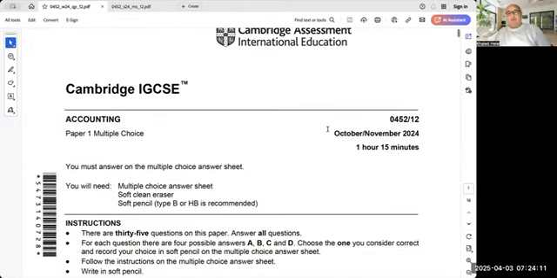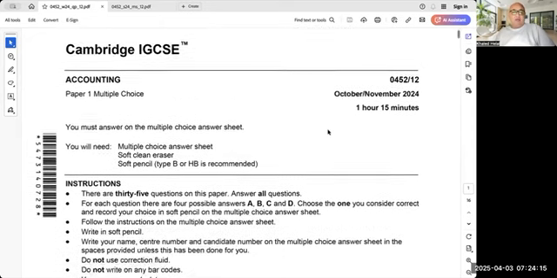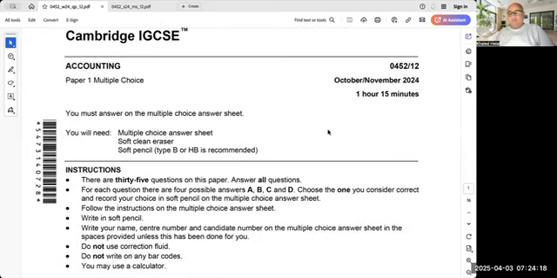Basically, paper one consists of 35 multiple choice questions. We need to answer all 35. However, to get the 9 mark, or the full mark, let's say we aim for 30, although the curve is below that.